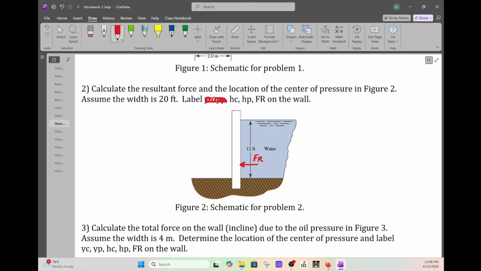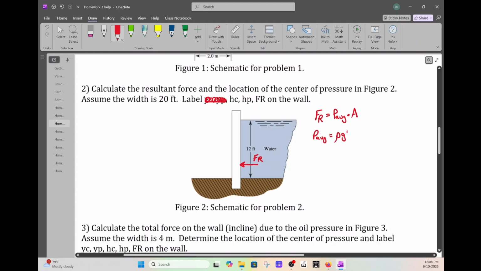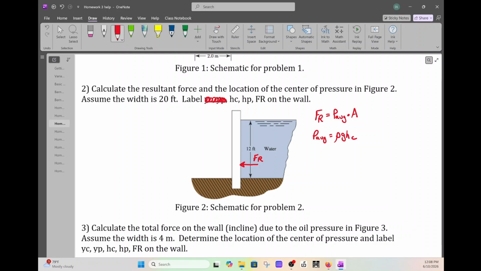Label the values. And just remember that FR is P average times area, and your P average is rho GHC. And remember that this goes back into the page. So technically FR acts at the center of that.